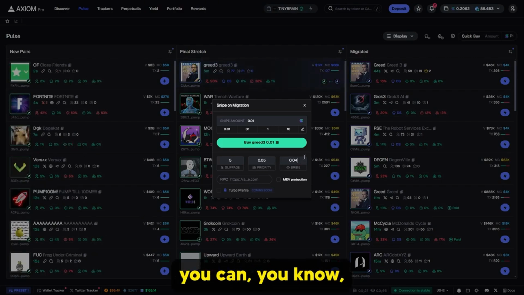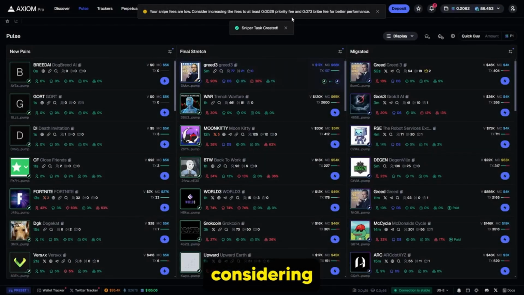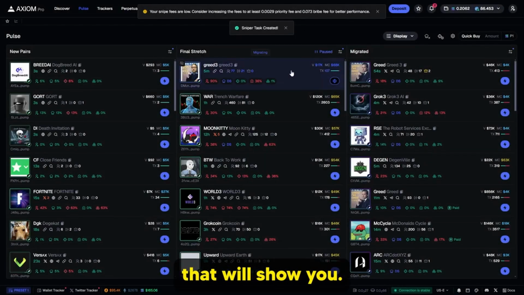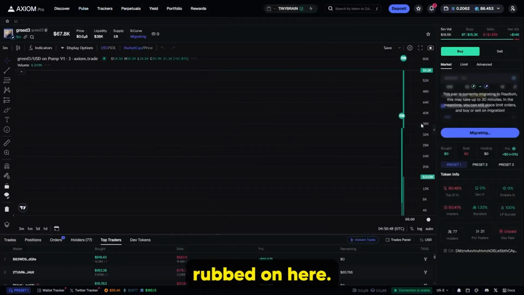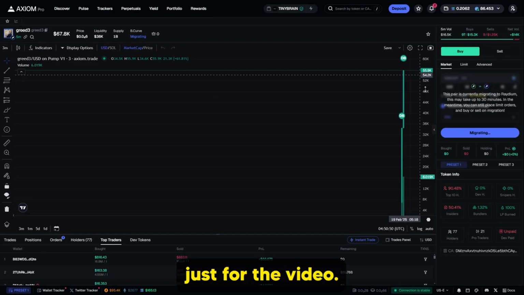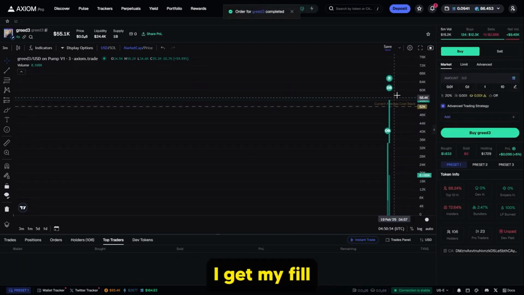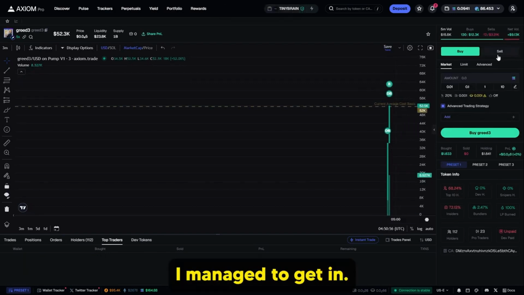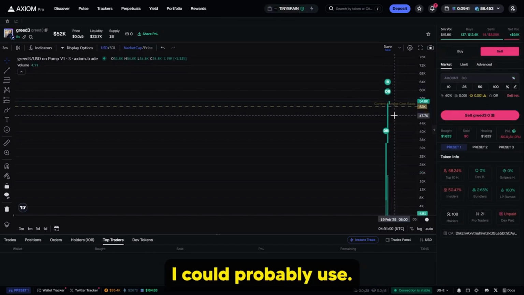But for example, you can try to snipe. Your snipes won't always go through. It depends on how much you do want. But if someone has launched a coin, for example, you can see right here, your snipe fees are low, considering increasing it to those values that will show you. But you can see right there, and this is a rug, by the way, because this is like 90%. So I'm going to get rugged on here. I'm just doing this just for the video. You can see it's top 10 holders of 90%. But you can see immediately I get my fill right there. And you can see that I managed to get in. So you can see I managed to buy. It's going to rug right here. It's probably the worst token I could probably use.